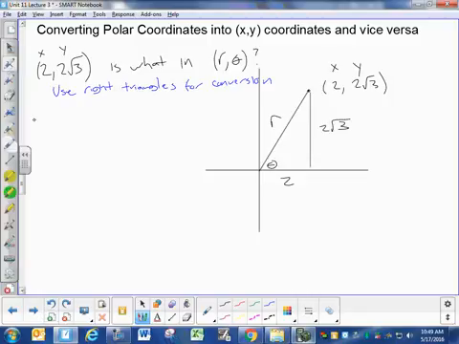How can I find r? Pythagorean Theorem, right? A squared plus b squared is equal to c squared, or r squared is equal to x squared plus y squared, which means r is equal to the square root of 2 squared plus 2 root 3 squared. 2 squared is 4. 2 root 3 squared is 4 times 3, which is 12. So 4 plus 12 is 16. Root 16 is 4.